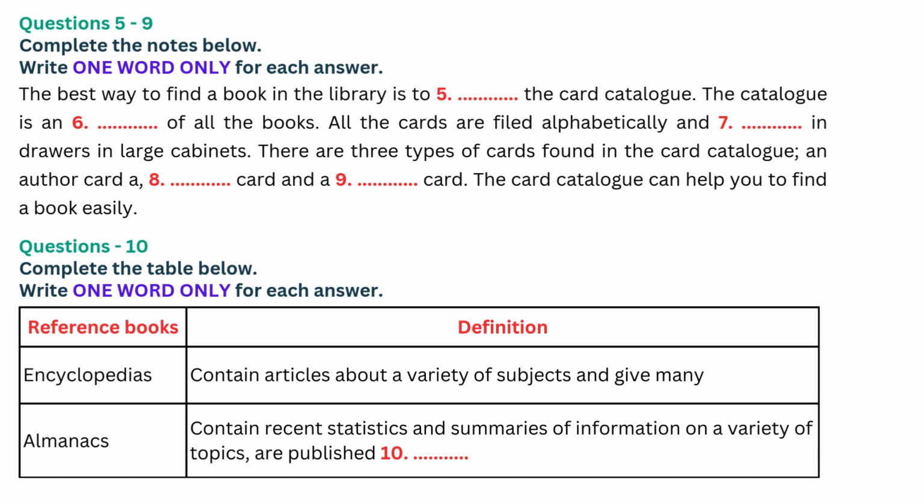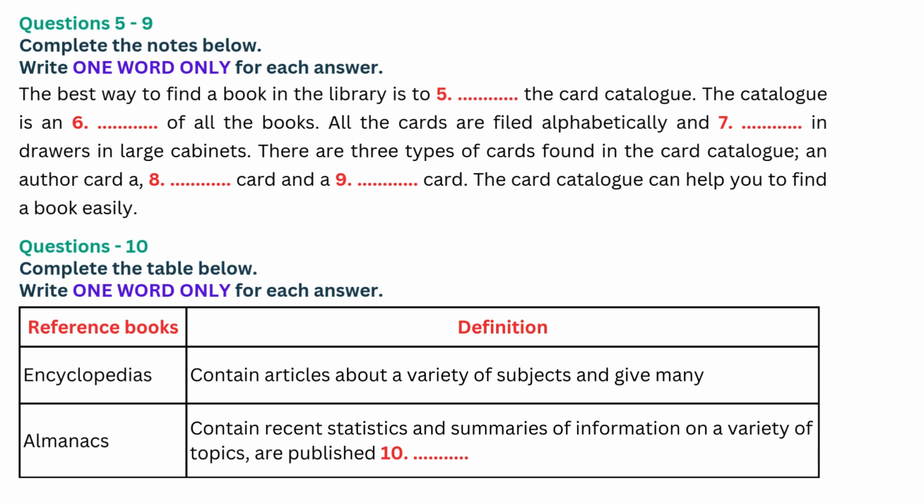Next is atlases. An atlas is a book of maps. It may contain many different kinds of maps. The maps in an atlas are often arranged alphabetically by country or continent. Almanacs are also a type of reference book.